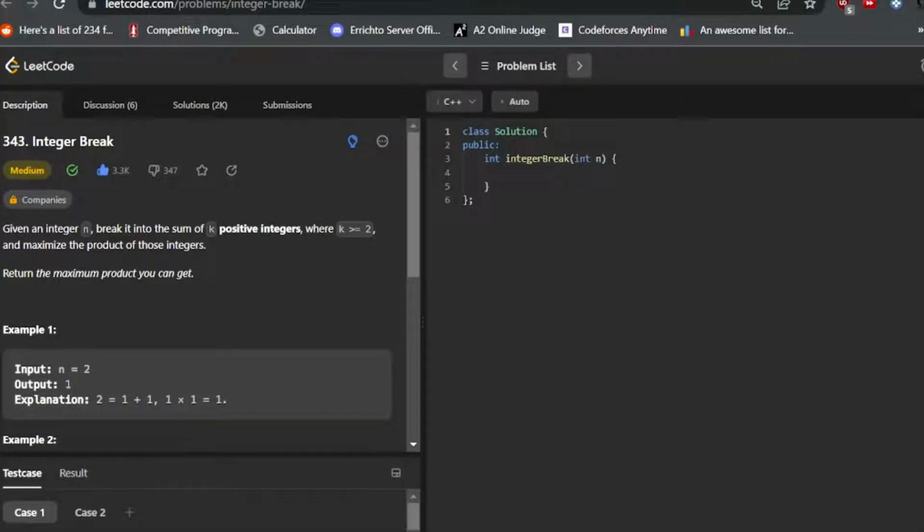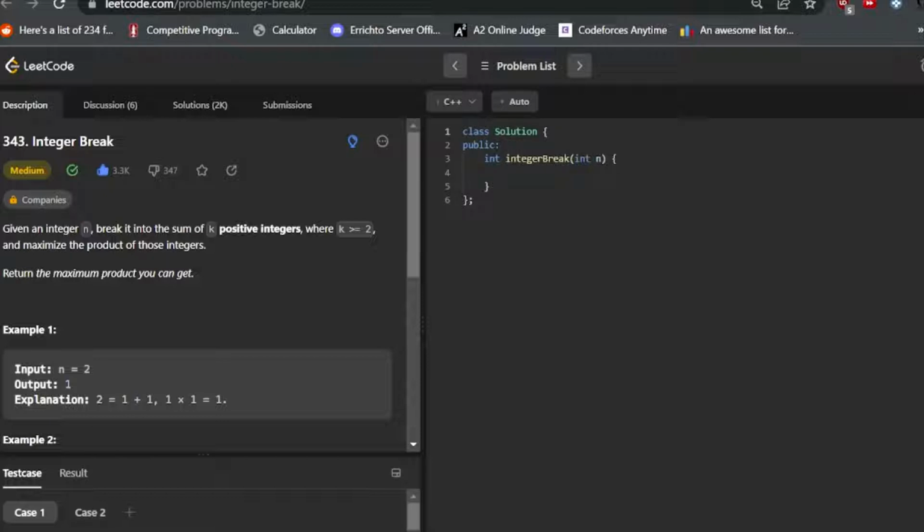Hi friends, so in this video we'll be looking at how to approach the problem 343 Integer Break. Now let us just review the problem statement. Given an integer n, break it into the sum of k positive integers, where k is greater than or equal to 2, and maximize the product of those integers.